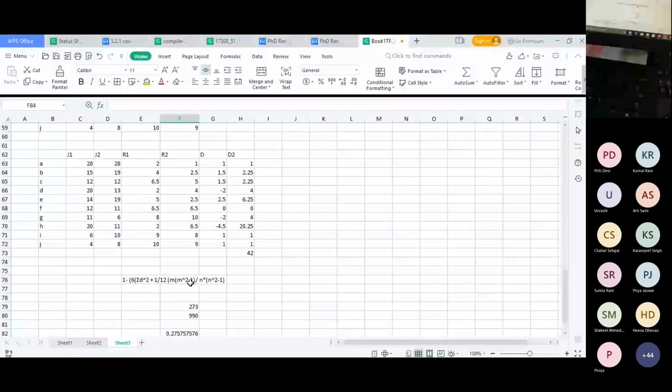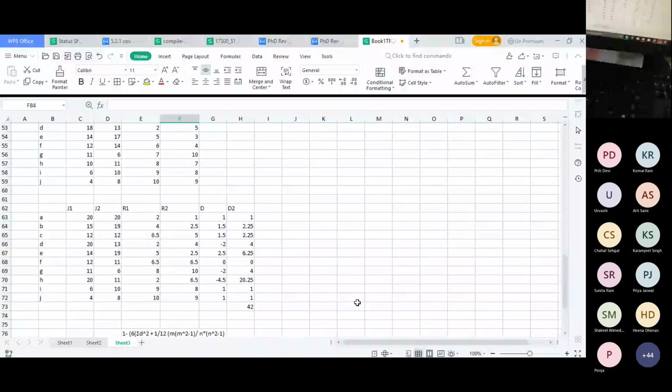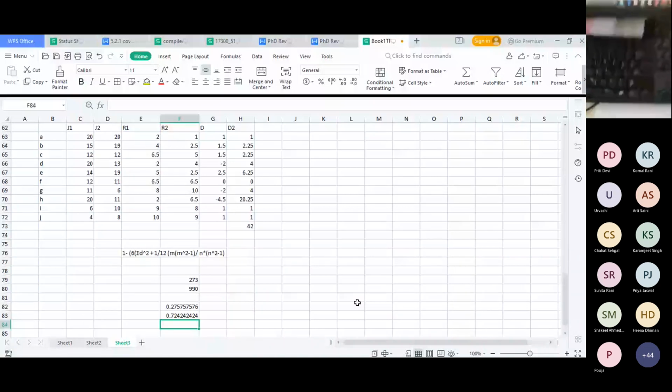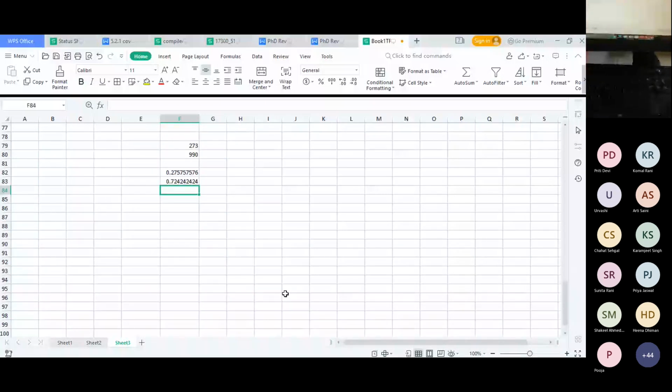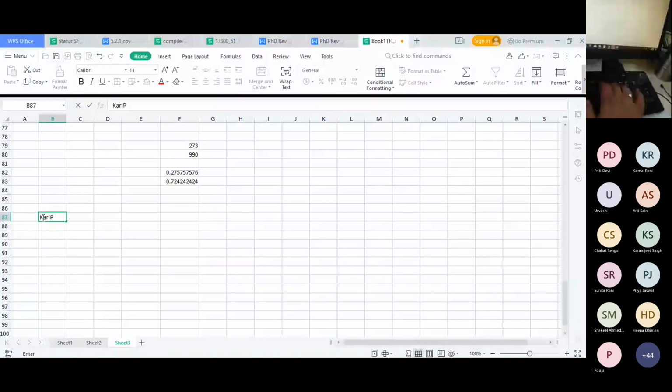Fine. So next is Karl Pearson's coefficient of correlation. The next thing that comes is Karl Pearson's coefficient of correlation, so we'll give the heading next. Karl Pearson's coefficient of correlation deals with the direct or rank data. That is the only difference between these two.